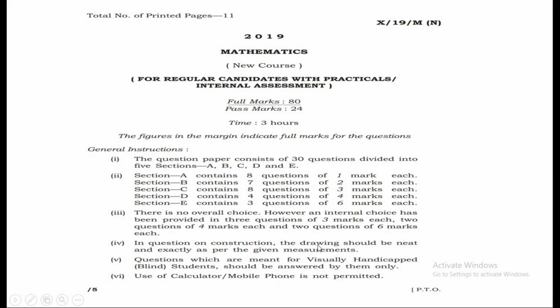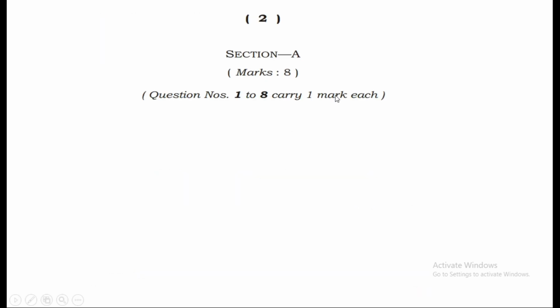Then other instructions are very common, like you cannot use your mobile phones, your diagram should be neat and clean, and the questions which are meant for visually handicapped should be answered only by them. So let us first see Section A, that is the questions which carry 1 mark.